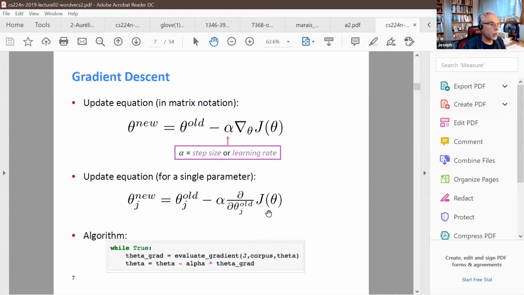You just keep updating until you get so close that your loss function doesn't change anymore.